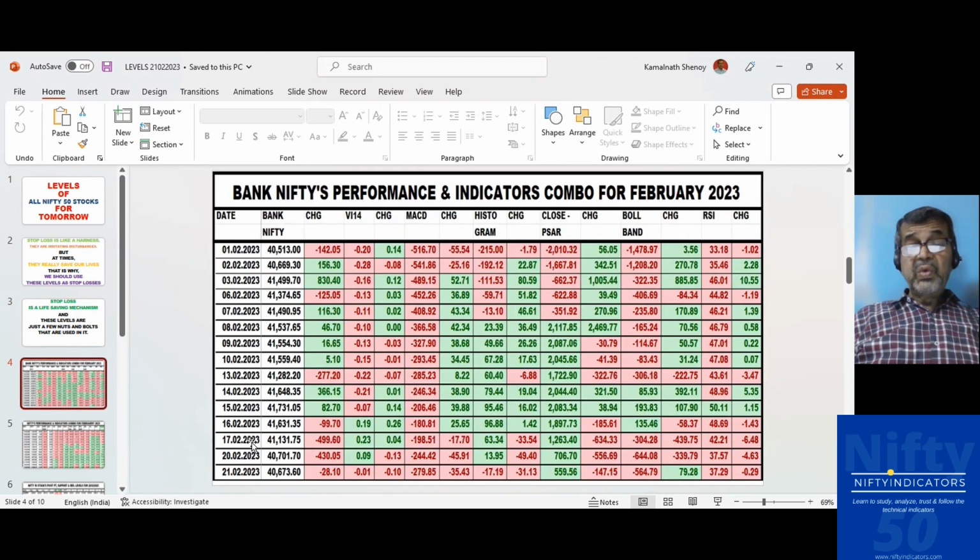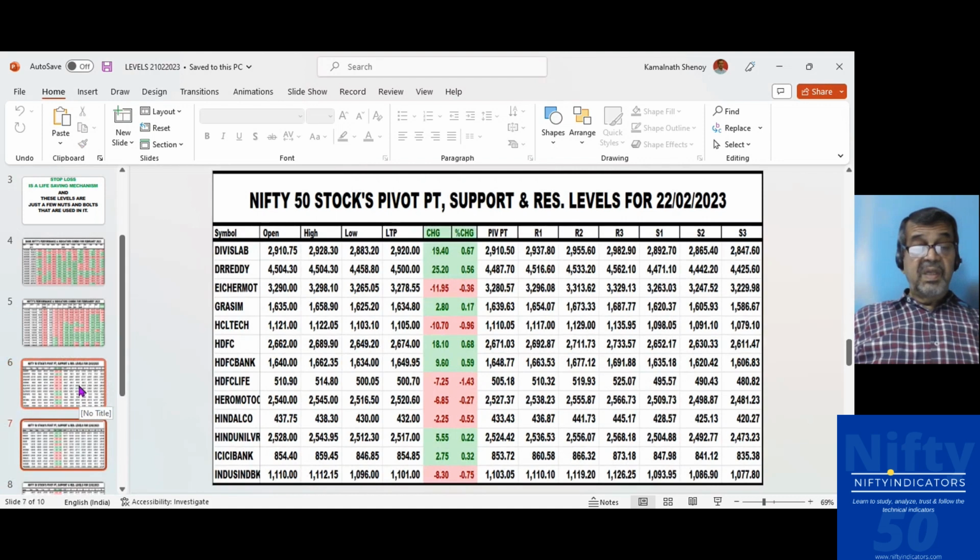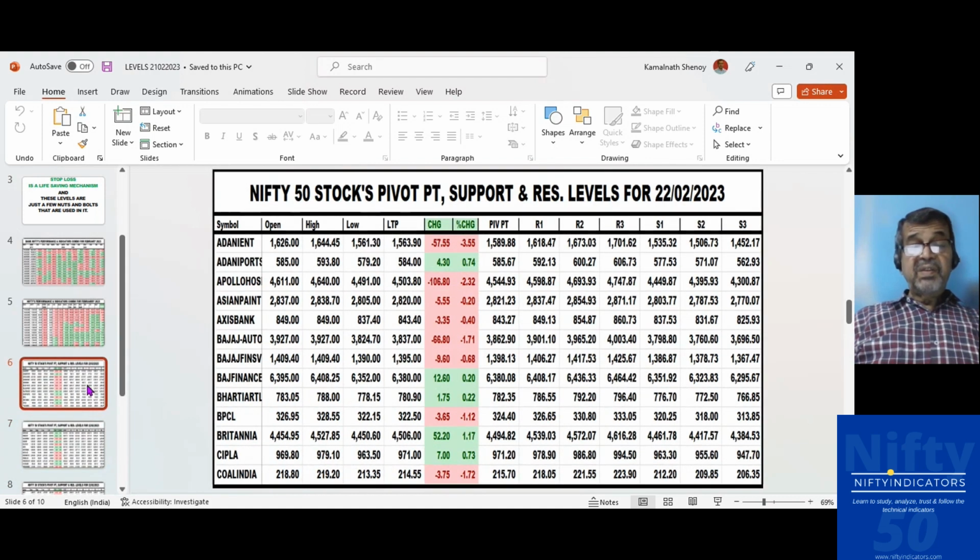These are the few charts that I'm presenting today. This is Bank Nifty's performance and indicator combo for this month. This is same thing for Nifty's performance and indicators combo for February 2023. And then we are looking at Nifty 50's stocks, pivot point, support and resistance levels for tomorrow, from Adani Port, Adani Enterprises, Adani Port to Coal India.